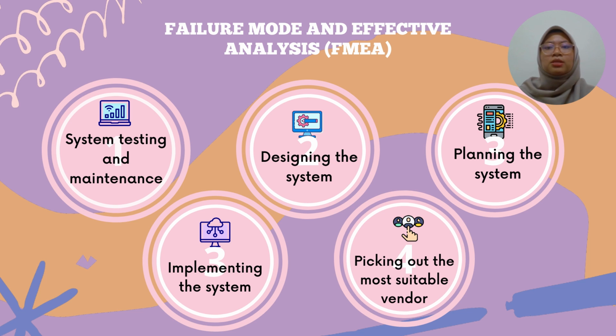Lastly, the fifth process with the highest RPN is the process of picking out the most suitable vendor. This is because the failure of this process will lead to the bank making the wrong decision in choosing the vendor. This will definitely lead the bank to having a system that fails to function properly, as what had happened.